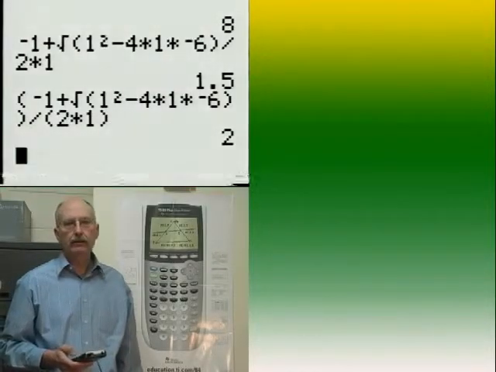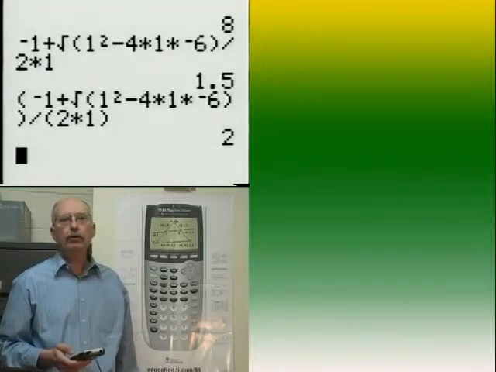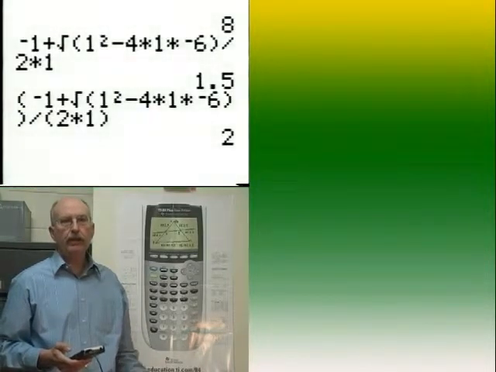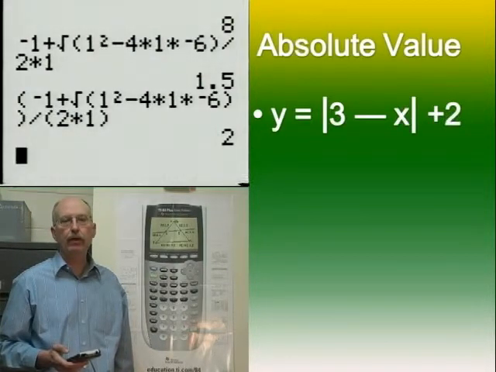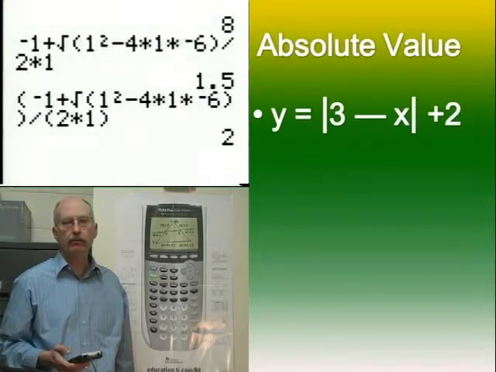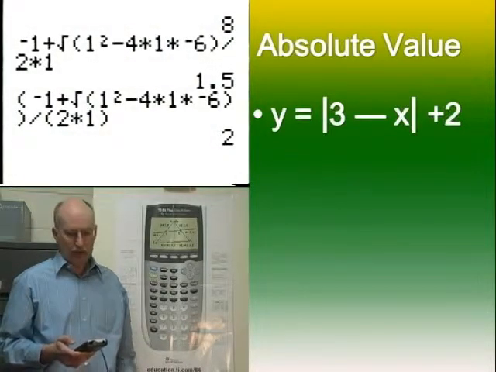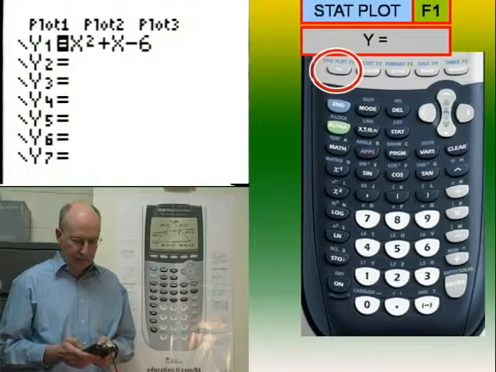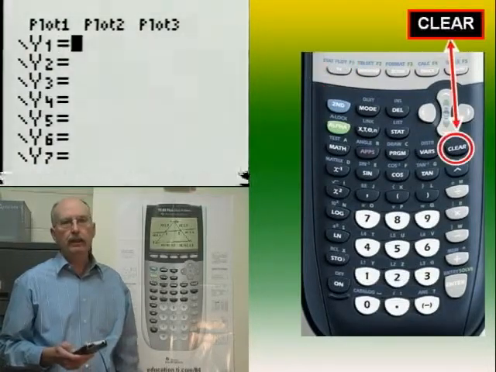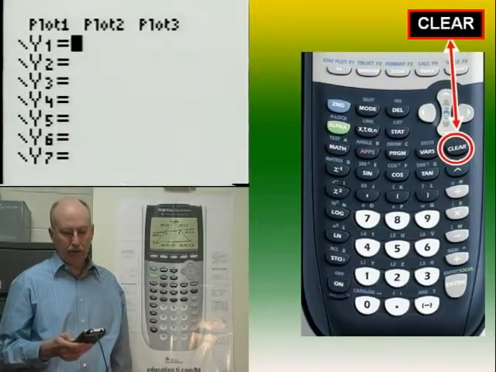Welcome back. Let's try now an absolute value equation. The calculator is really helpful in solving absolute value equations. Let's try the equation y equals the absolute value of 3 minus x, plus 2. Let's go to the y equals screen, and we'll clear that quadratic that we had there by pressing the clear button. And now we want the absolute value function.